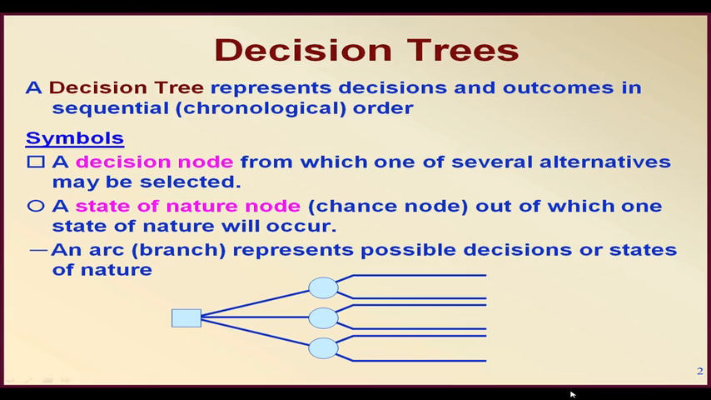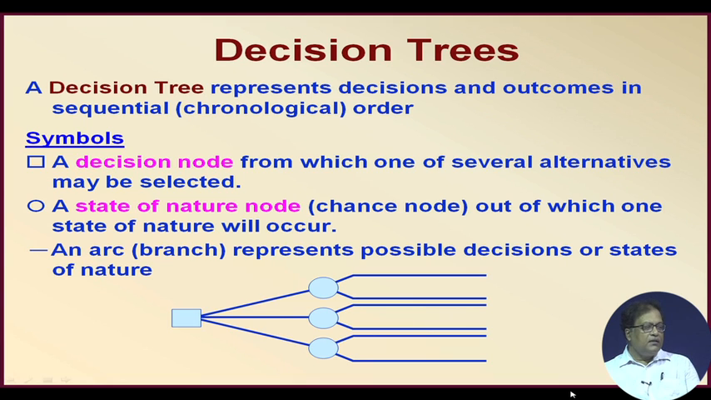Now, the first topic that we are going to have is what is known as the decision tree. A decision tree represents decisions and outcomes in a sequential or chronological manner. As you can see in that picture, there are certain nodes available on a decision tree. The square node we call the decision node. The decision node is from which one of the several alternatives may be selected.